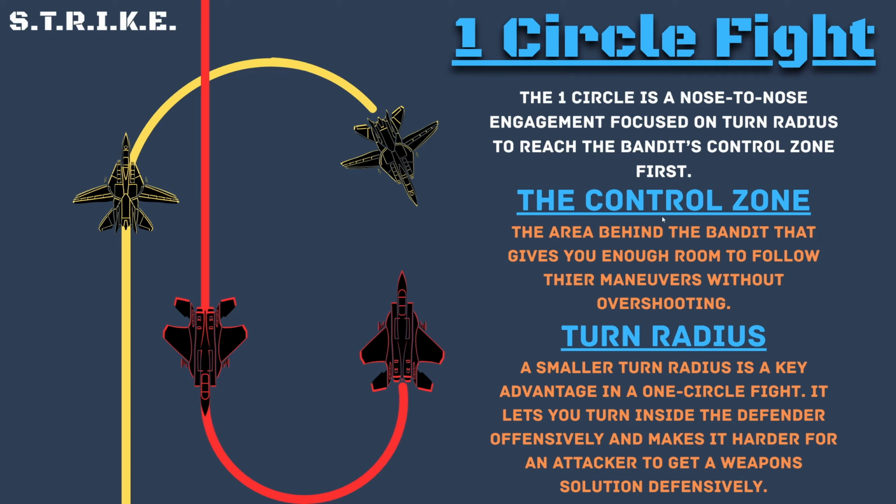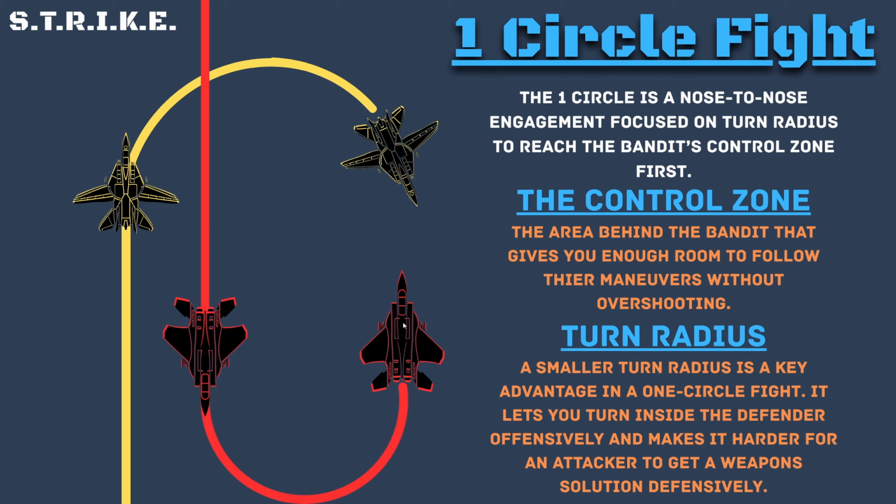Now let's talk about the control zone. This is the area behind the bandit that gives enough room for you to follow their maneuvers without overshooting. Now in the one circle, it's less about getting right behind him. It's more about getting your nose on before they have their nose on you. So your turn radius, a smaller turn radius is key advantage in a one circle fight. It lets you turn inside the defender offensively and makes it harder for the attacker to get weapons solution defensively.